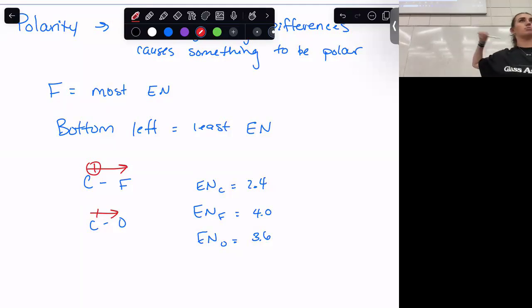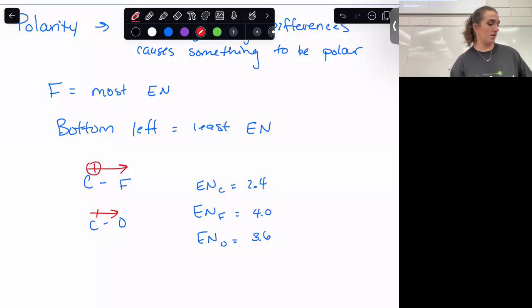Okay, and so this is what causes polarity. Polarity comes into play when you talk about molecule shapes. You can have polar bonds and non-polar molecules if they're all symmetrically assembled around the central atom. But you could also have elements that have polar bonds and still be overall polar as well. And again, this all comes down to the shape of the molecule.